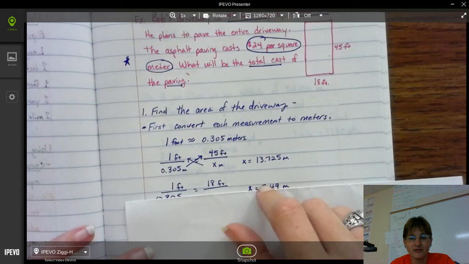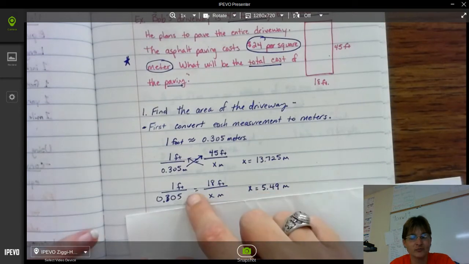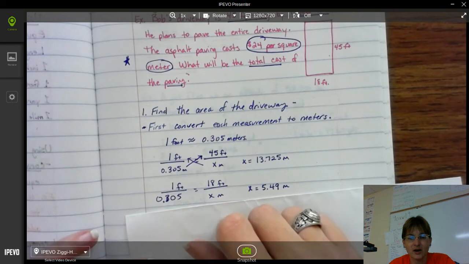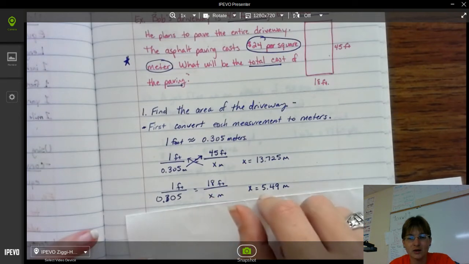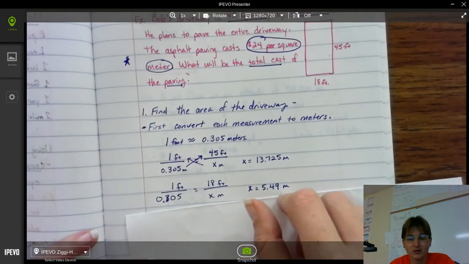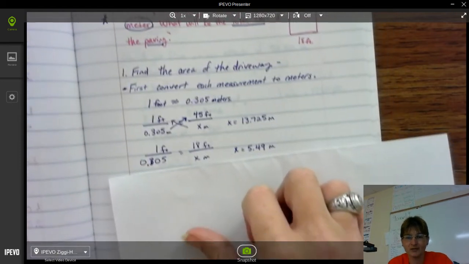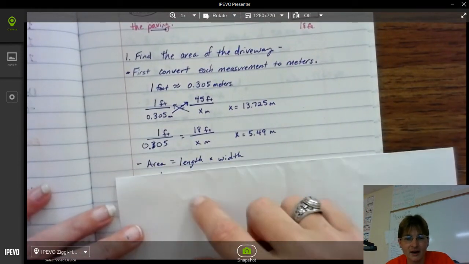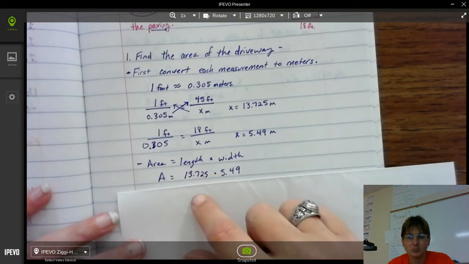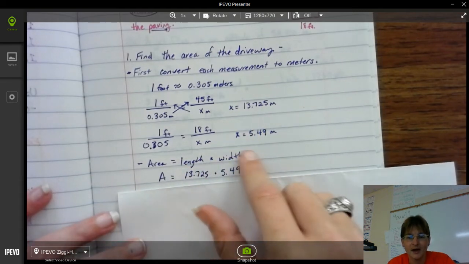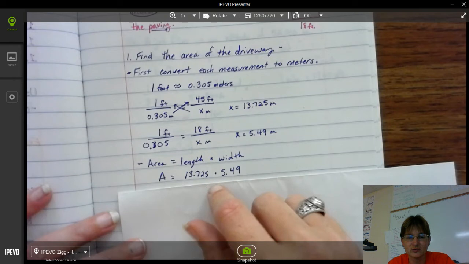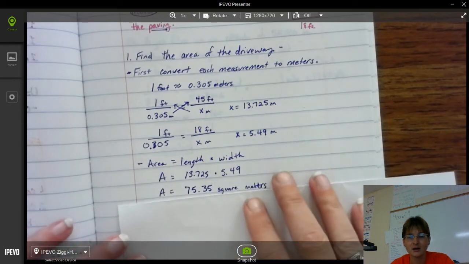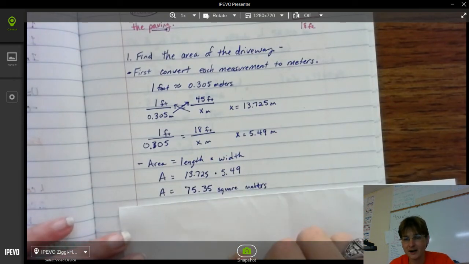We also have the 18 feet that we have to figure out. So our ratio is 1 foot to 0.305 equal to 18 feet over x. When we cross multiply, you get 5.49 meters. Now that we have our new measurements in meters, you need to just find the area. Area is length times width. So you plug in the numbers for length and width, 13.725 times 5.49, and you get 75.35 square meters.